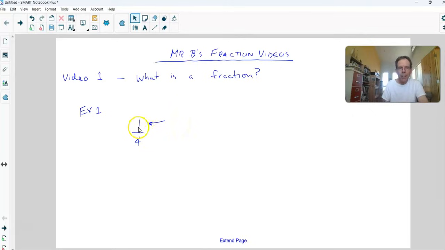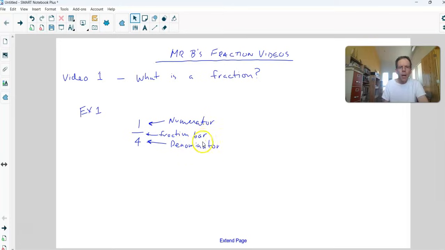So anyway, the top number is called the numerator, and the bottom number is called the denominator. And this line between them is called the fraction bar. It's actually a division symbol. We're dividing the top by the bottom if we wanted to get a decimal number or something like that. But let's talk about what this fraction represents.